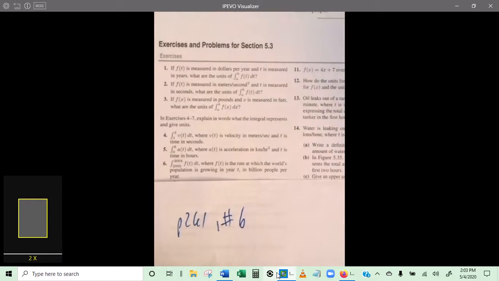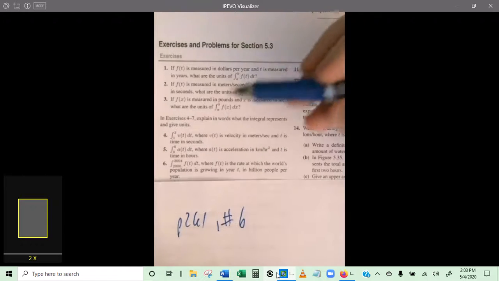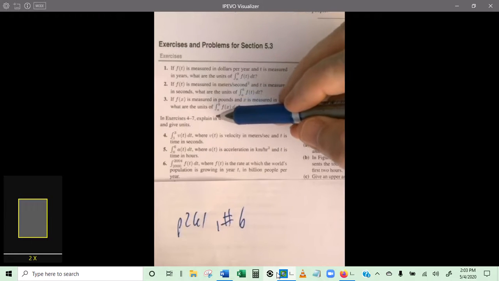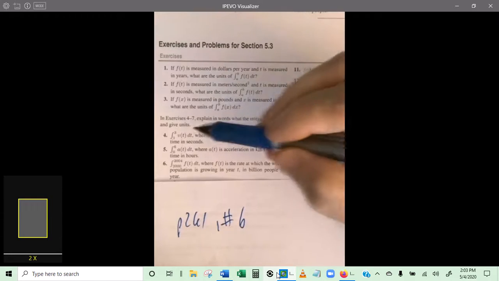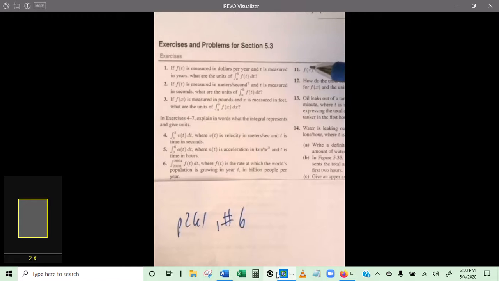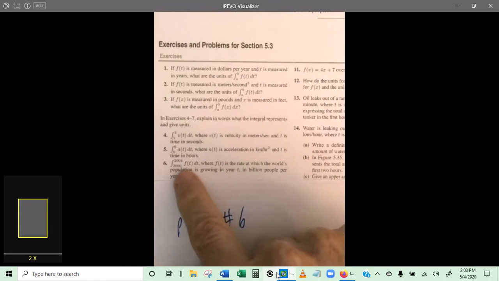We had some struggles with this. Some people were fine with how this worked, and some people were not, so I wanted to make sure we understood how this works. It says explain in words what the integral represents, and then give units. So for number 6, it has this here.